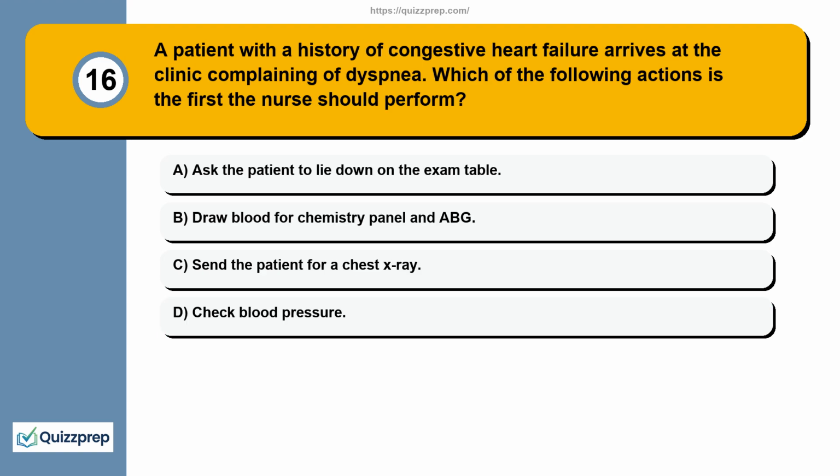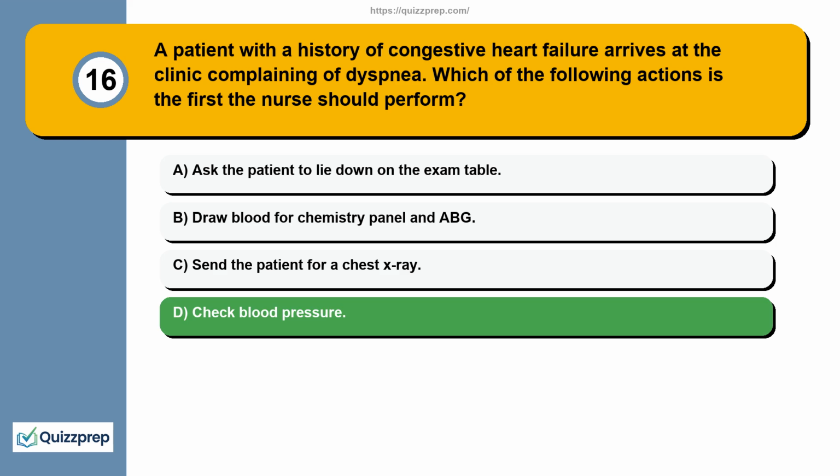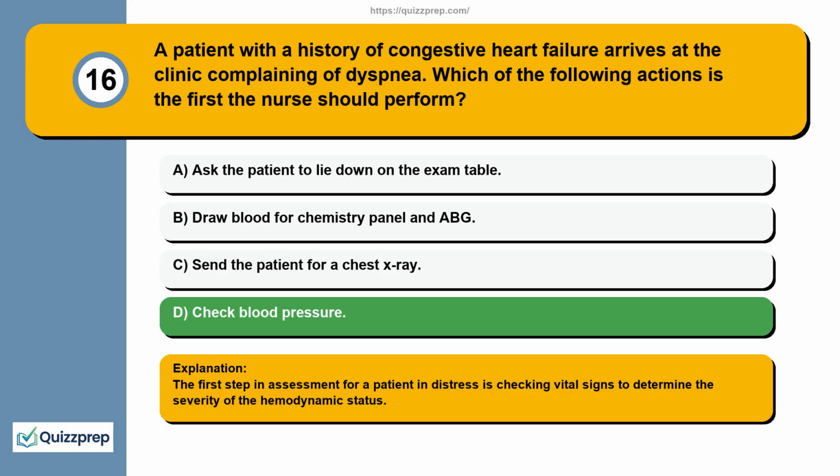Question 16. A patient with a history of congestive heart failure arrives at the clinic complaining of dyspnea. Which of the following actions is the first the nurse should perform? Ask the patient to lie down on the exam table. Draw blood for chemistry panel and ABG. Send the patient for a chest X-ray. Check blood pressure. The first step in assessment for a patient in distress is checking vital signs to determine the severity of the hemodynamic status.